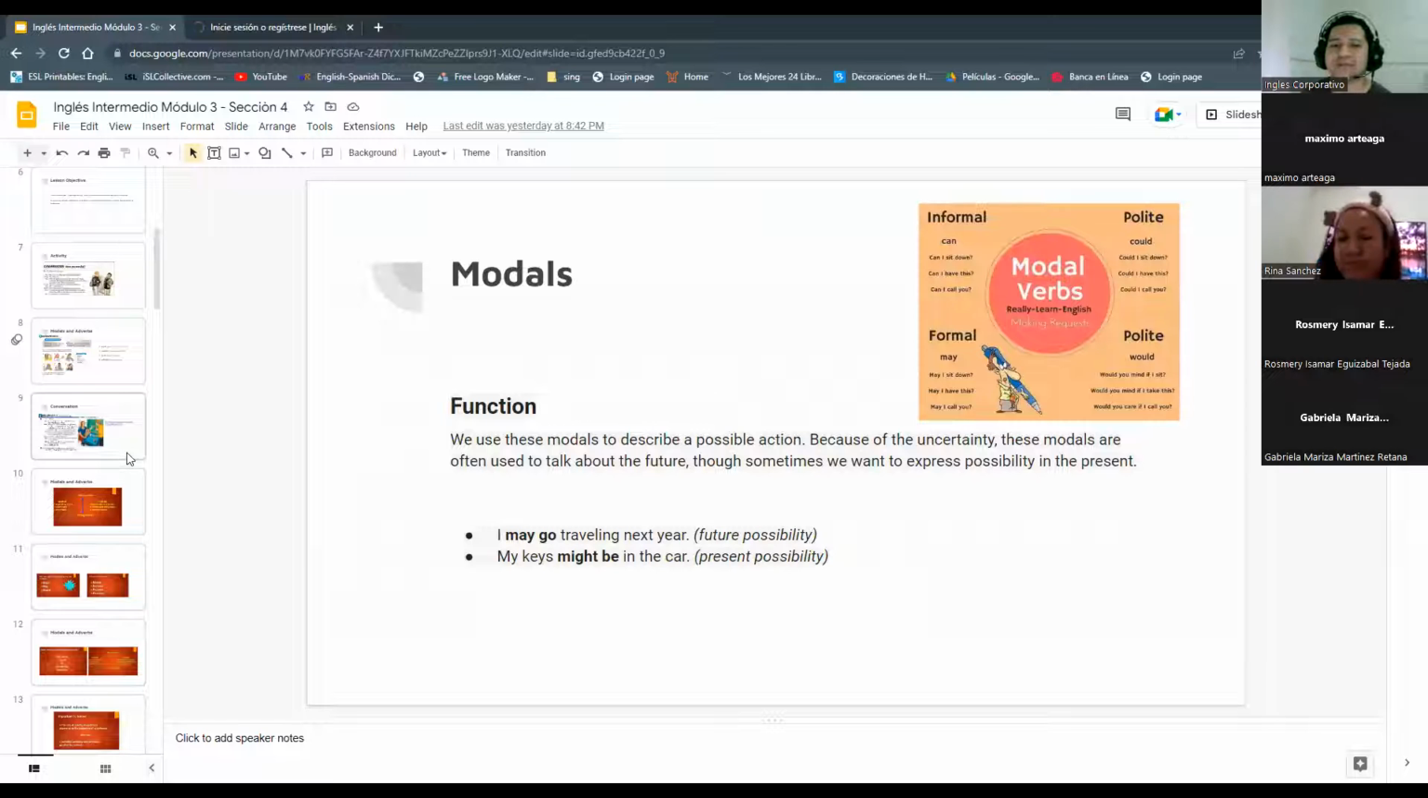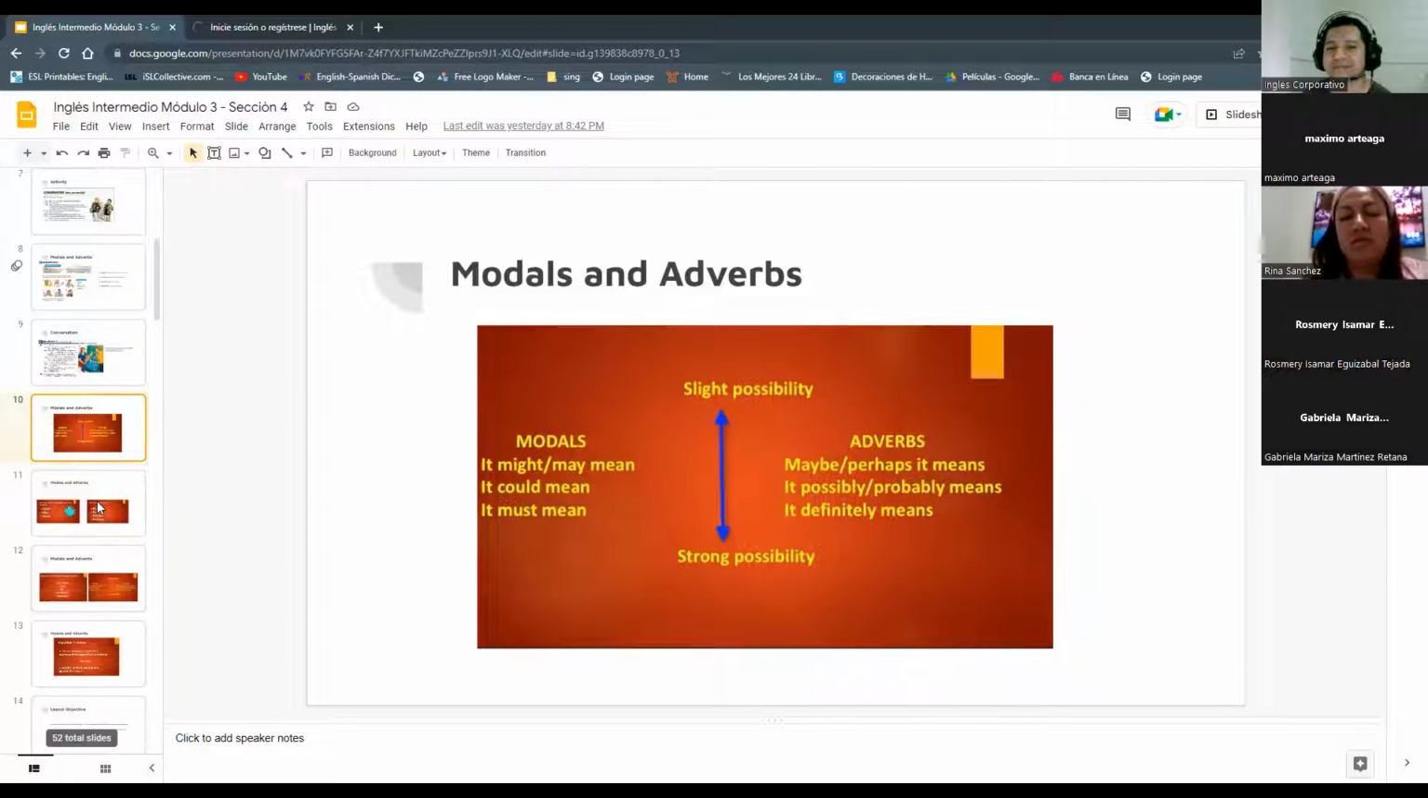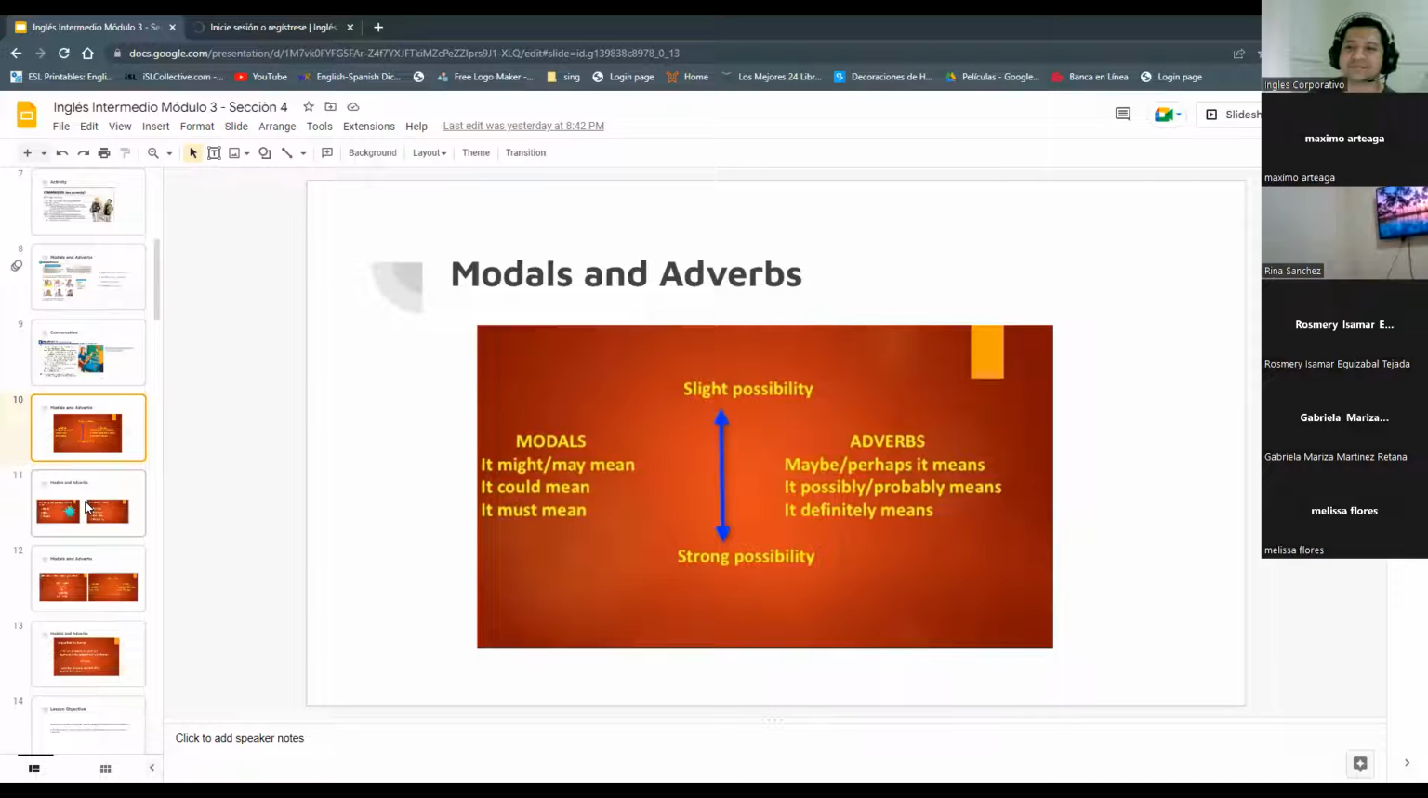Okay, so right now what we are going to do is just review a little bit of yesterday's information. We have modals and adverbs. What is the difference between modals and adverbs? ¿Cuál es la diferencia? What did we say yesterday? What is the difference? Modals and adverbs. We are checking like possibility, right? Possibility modals and possibility adverbs. What are the modals that we studied yesterday? ¿Cuáles son los verbos modales que estudiamos ayer?